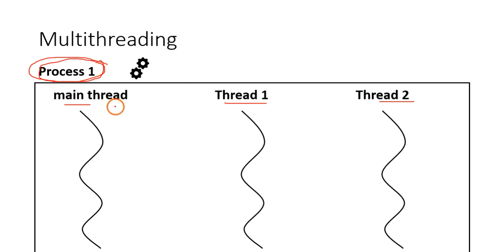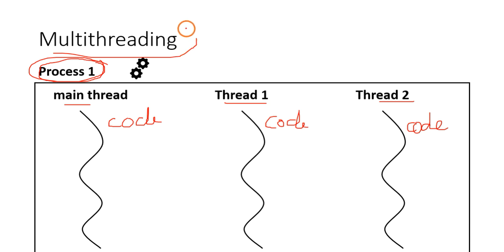Now what are these threads? It is some code. Every thread will have some code, whatever code you write. If you are executing multiple threads like this, different code parallelly or simultaneously, that is called multi-threading. So running two or more, or you can say one or more threads parallelly is called multi-threading.